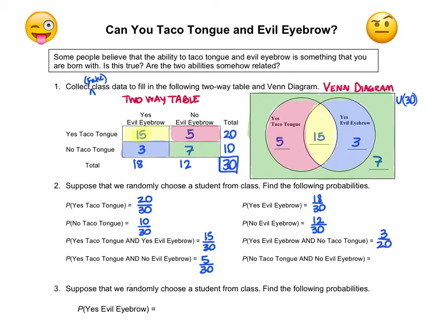And then the last one is no taco tongue and no evil eyebrow. So that's the one that they can do neither. We've shown that in the green areas. So that's going to be 7 out of 30.